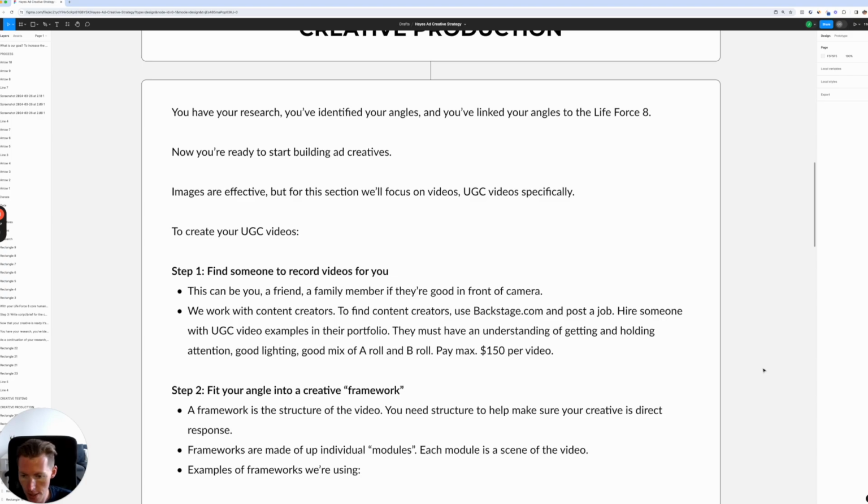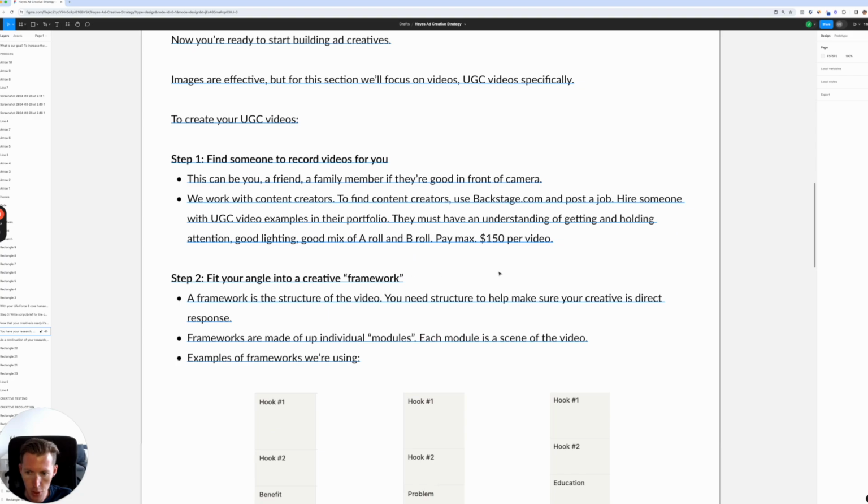They must have good lighting. They must have a good mix of A-roll and B-roll in their examples, and you want to pay maximum $150 per video, okay? Step 2 is you want to fit the angle that you identified into a creative framework.